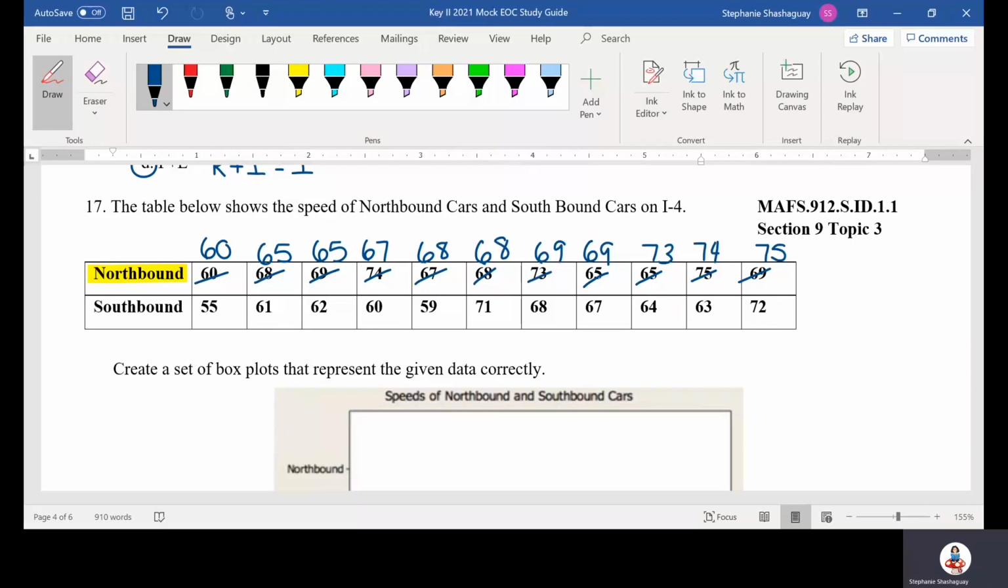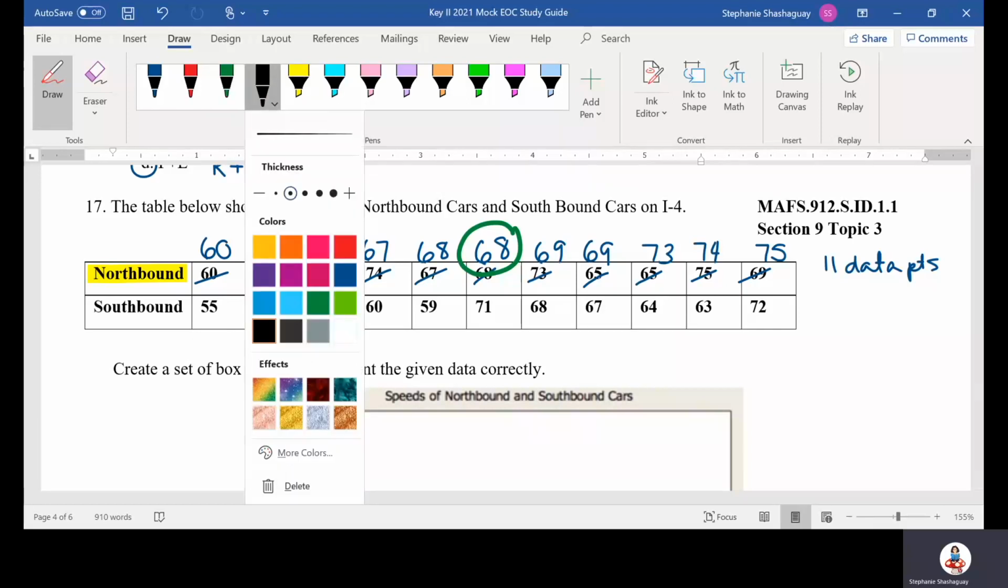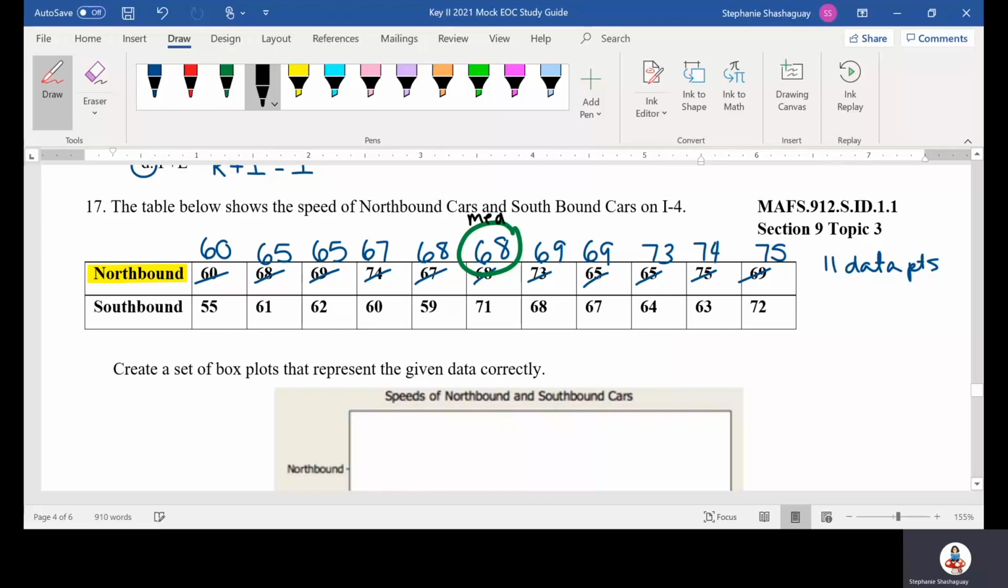All right, so I have 1, 2, 3, 4, 5, 6, 7, 8, 9, 10, 11 pieces of data. So I have 11 data points. Well, to find my median for a box plot, I need to go right in the middle of this data. So 1, 2, 3, 4, 5, 1, 2, 3, 4, 5, and I'm at 68. So I have 5 on both sides. So my median is 68. And I can label that median. That's the middle of my data.